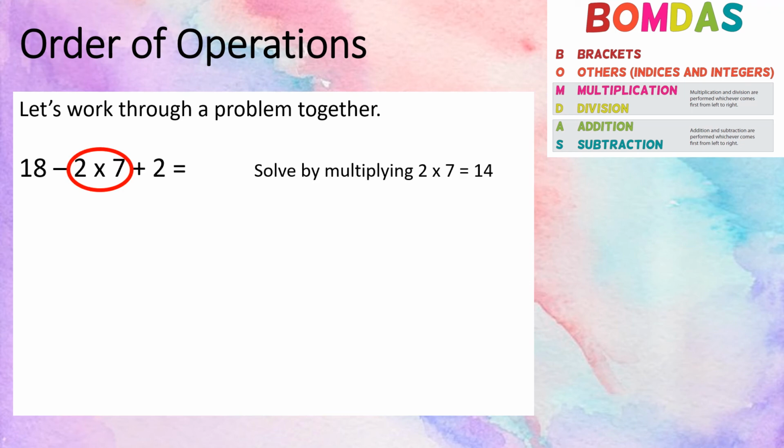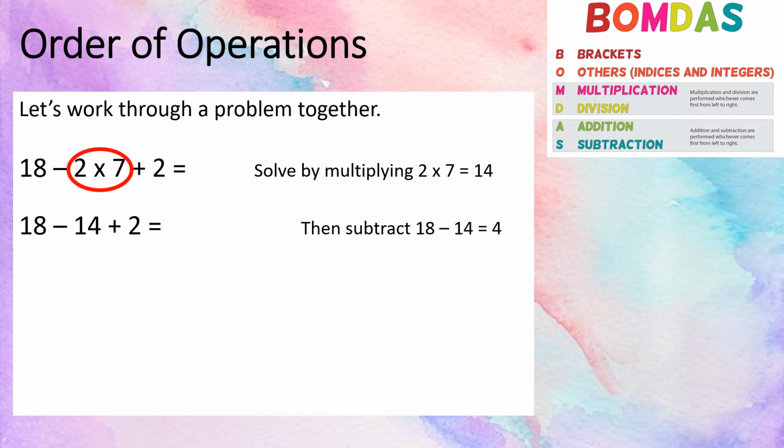All right, so let's work through another problem. Here we have 18, subtract 2, multiply 7, add 2. The first thing we need to do is multiply 2 by 7. This will give us the answer of 14. The next thing we need to do is identify which comes first from subtraction and addition.